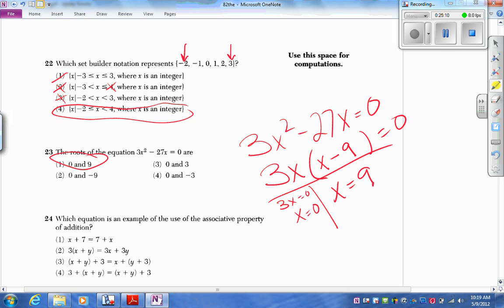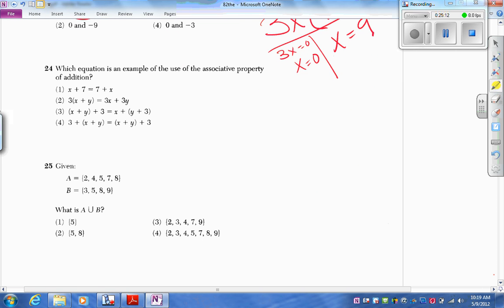We are almost done. Which equation is the associative property? Well, I'm going to go through these. This one switches the order. Order switching is commutative.